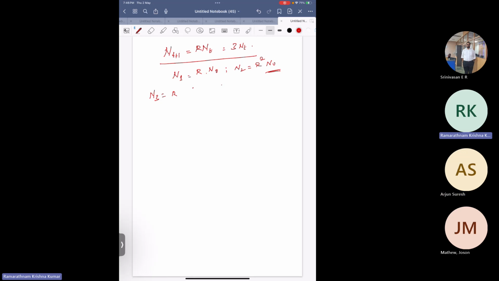So N3 is what? R cube into N0. Wait, how R raised to 4? No, R cube. Plus N, R into N2. What is R into N2? N2 is R square. Yeah, okay, R cube into N0. Correct. So NT, let's say NT is what? N0 into R raised to T.